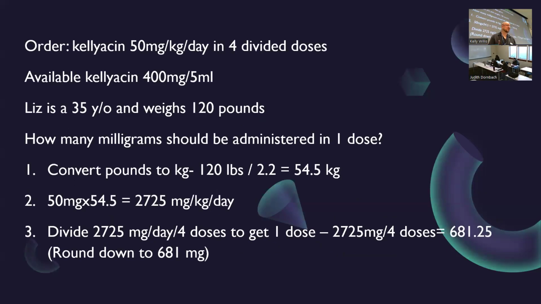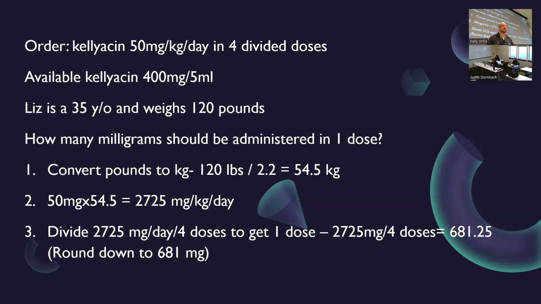So the order is Kelly-acetylene. I just made up drugs. It's probably kind of a cool one. 50 milligrams per kilogram per day in 4 divided doses. And you probably saw a few questions like this last term. Available is Kelly-acetylene 400 milligrams per 5 mLs. Liz is a 35-year-old and weighs 120 pounds. How many milligrams should be administered in one dose?